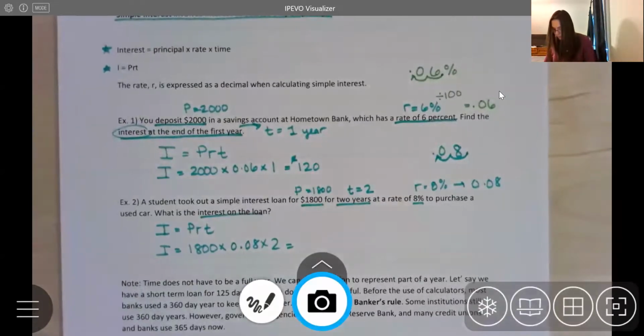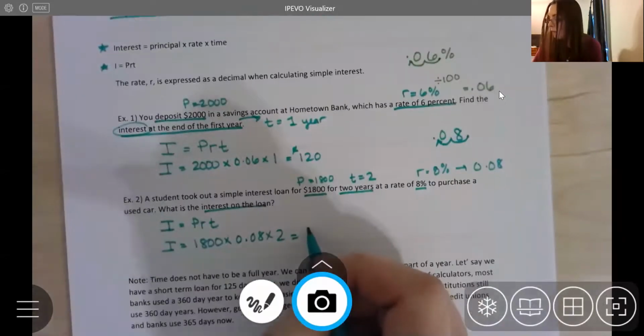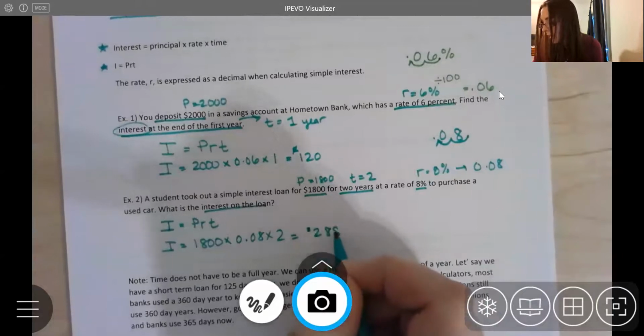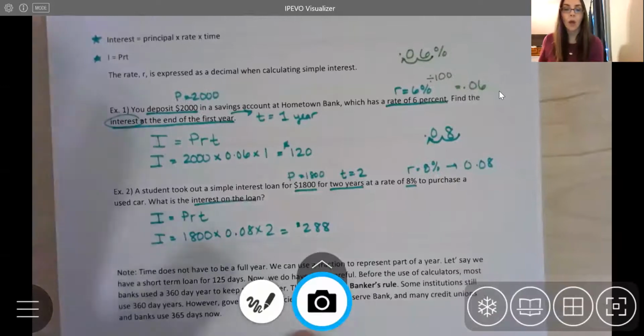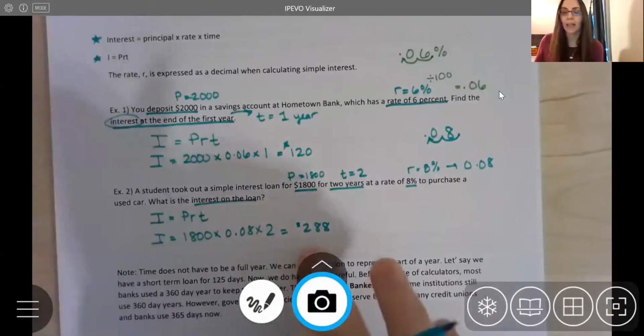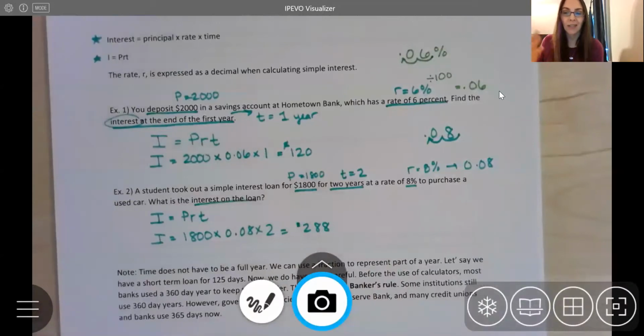All right, and we're going to get $288. So for instance, if that student had this loan, they would have to pay back the $1,800 plus an extra $288 in interest, which again, interest is like a fee. So it's that fee to the bank for letting you borrow their money, pretty much.